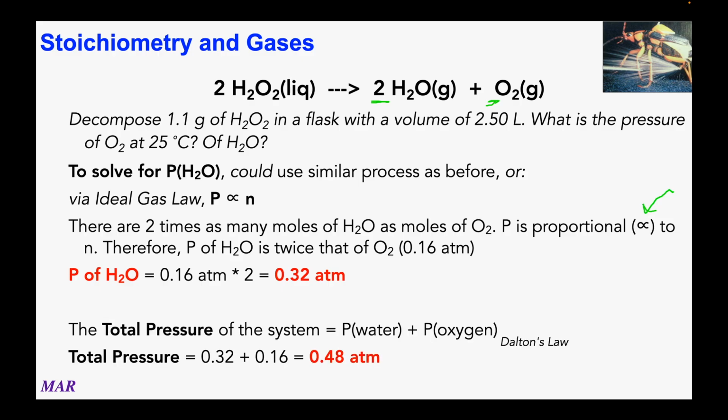The total pressure in this system will be the pressure of the water plus the pressure of the oxygen. So if you add up our last two answers, 0.32 for the water and 0.16 atmospheres for the O2, the total pressure, 0.48 atmospheres in this system. So this is how Dalton's law can really help out. And you can also see then how stoichiometry is really important. We're going to use those balanced equations in so many ways. In this case, we used it to go from grams of a reactant to essentially moles and then pressure of products. Kind of cool.